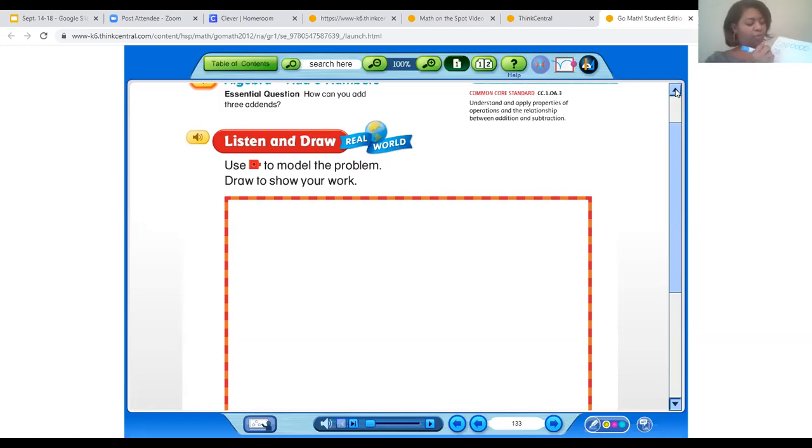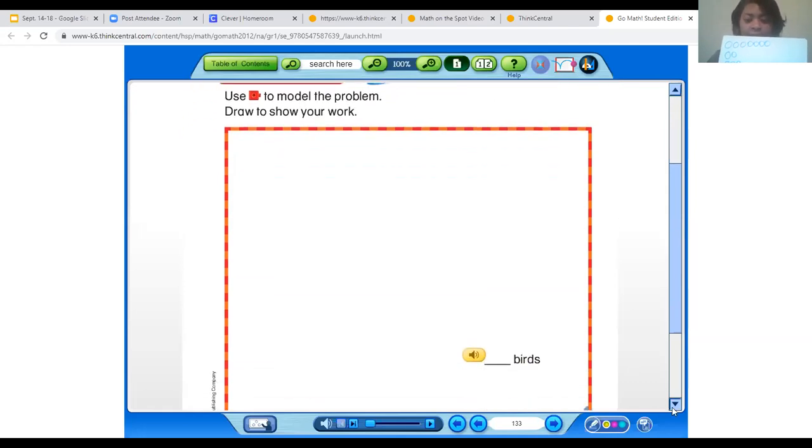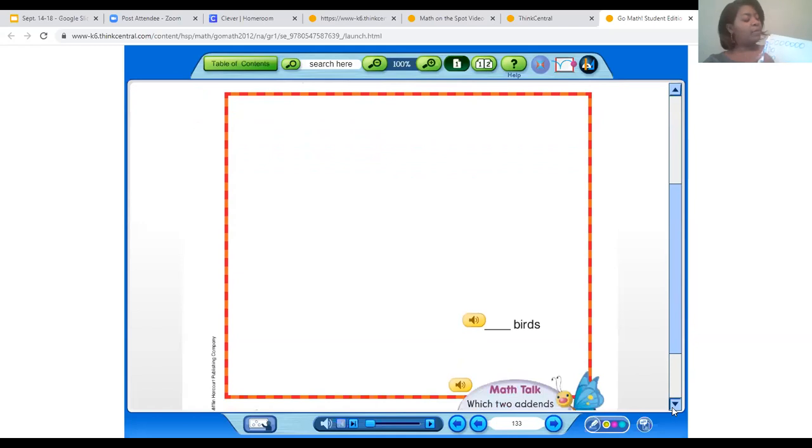And Joe saw 3. All right. So how many birds do they see? So let's count them all up. And you could have used different colors to do this. 1, 2, 3, 4, 5, 6, 7, 8, 9, 10, 11, 12. So they saw a total of 12 birds. So we're going to write the number 12 right here. All right, let's turn the page.